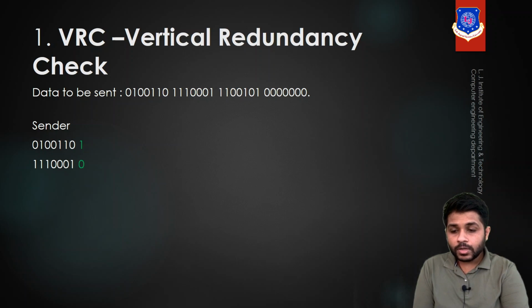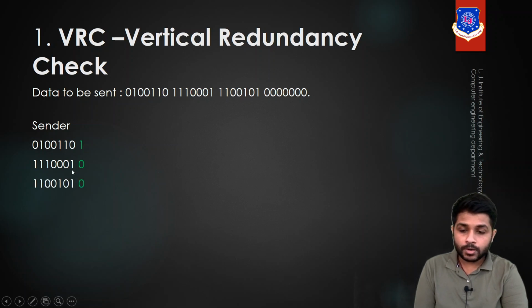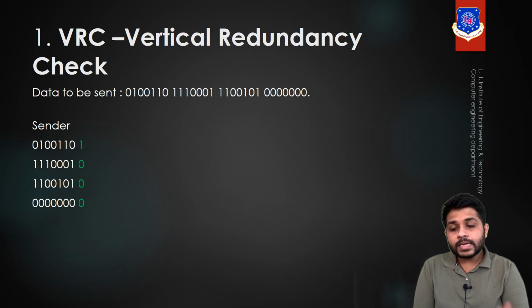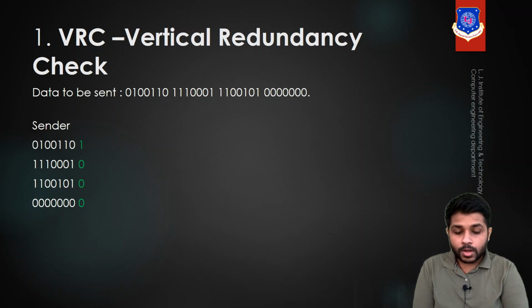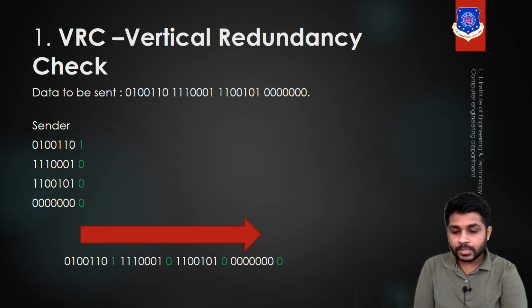In the second block, we will add 0. Now why are we adding 0? Because the total number of ones is already even. In the third block, we will add 0. In the fourth block, we will add 0. After adding one bit to each and every block, we will combine the blocks and send them. So you can see that we have combined them and sent them to the receiver.